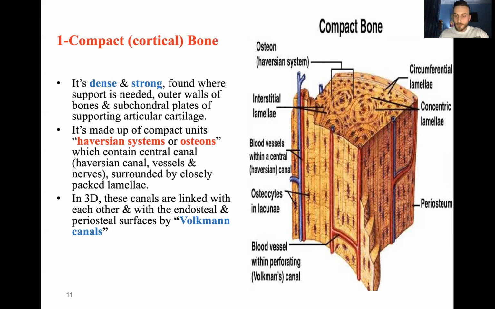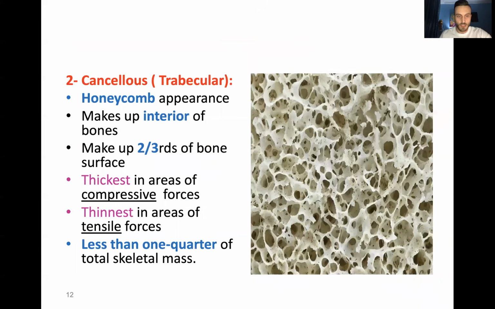In the body, we see this compact bone in places where we need support. The femur, for example, has a lot of compression, so it needs very good support. So we have the compact and cortical bone in the outer space. Between the Haversian systems, there are connections that give the blood supply, called the Volkmann's canal.